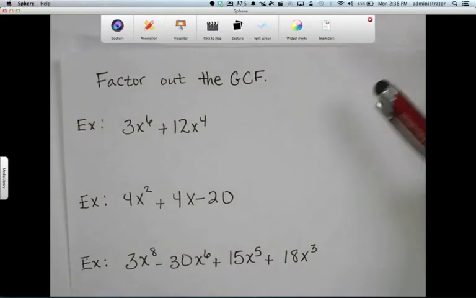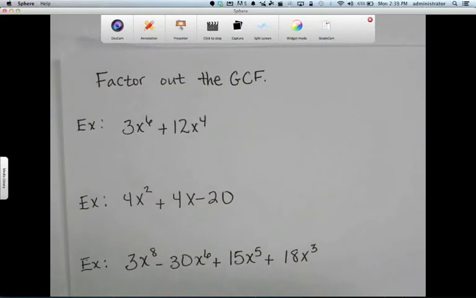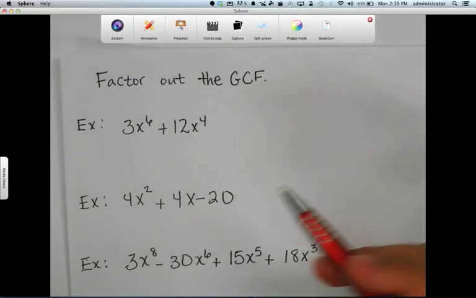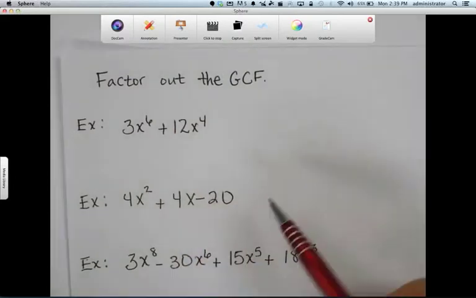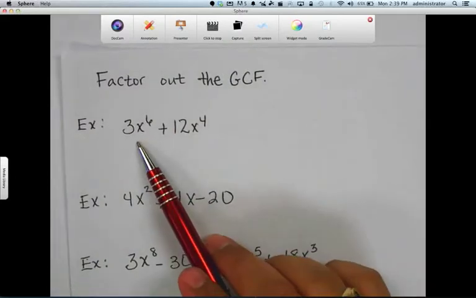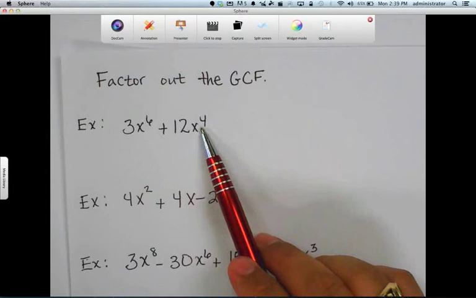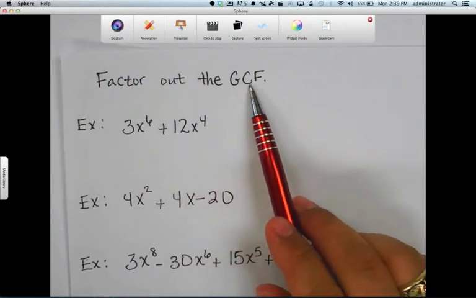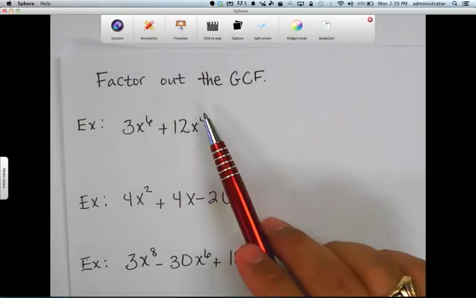In this next set of examples, we're asked to factor out the GCF. So this makes a few assumptions. First, that you know how to find what the GCF is. Okay? So let's take a look at this binomial here. We've got two terms, and we're going to factor out the greatest common factor. That is the biggest thing that they happen to have in common.